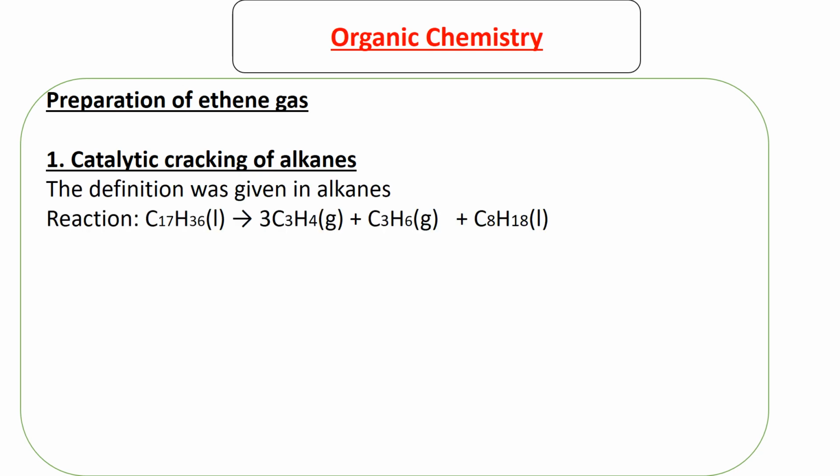So the reaction is simple. We have this alkane, which has 17 carbon atoms. We haven't learned how to name this. It's out of our syllabus. So this one is cracked to produce this compound here, and this alkene here, and this alkane here. So that's how alkenes are prepared.